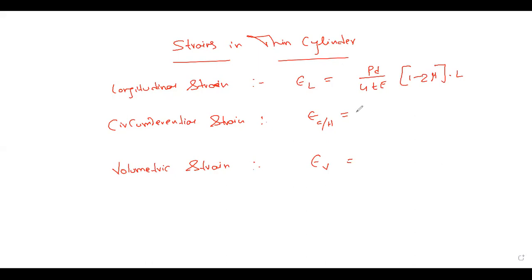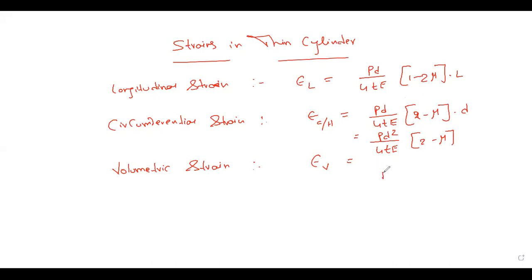So next, what is the circumferential strain? PD by 4tE, (2 minus mu). Exactly. This is with respect to diameter. So it can also be written as PD square by 4tE of (2 minus mu). So for diameter it's d square.